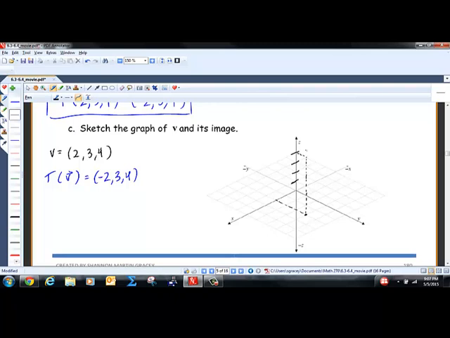Would that be there? Let's see how that works. So we should have, I think that's all right. So our 2, 3, 4 would be here, and it would be coming up from here. Okay, so this is our vector V equal to 2, 3, and 4.